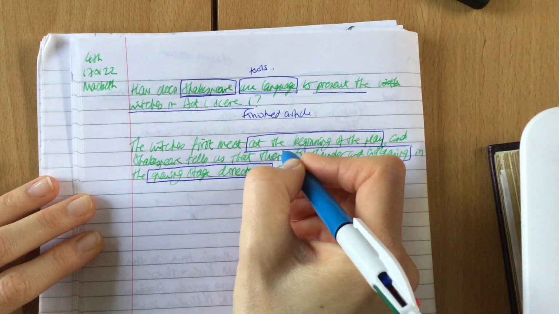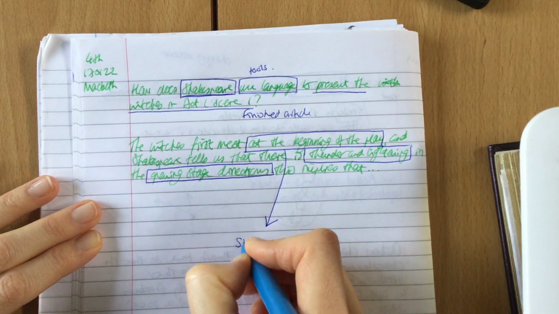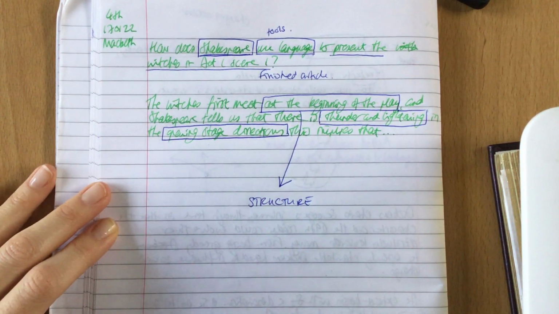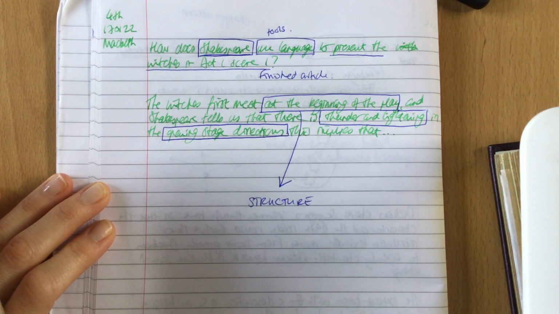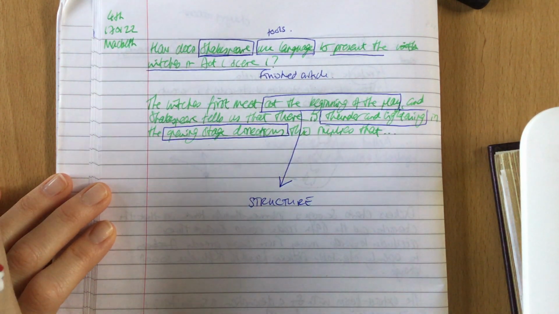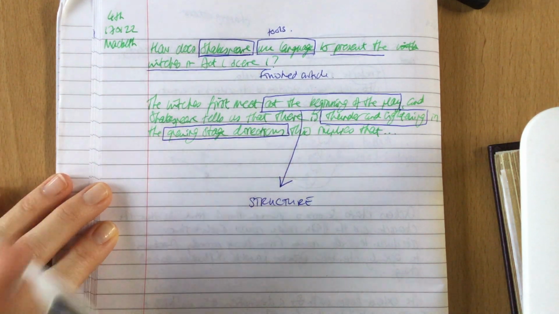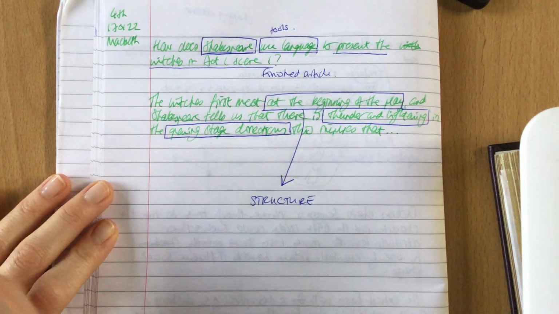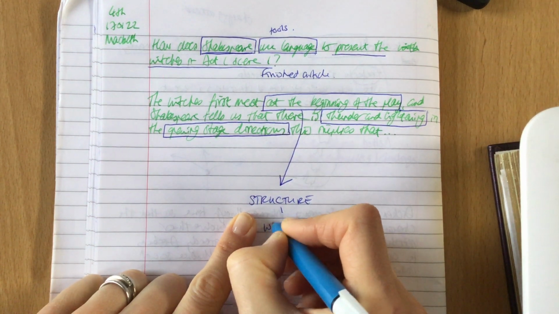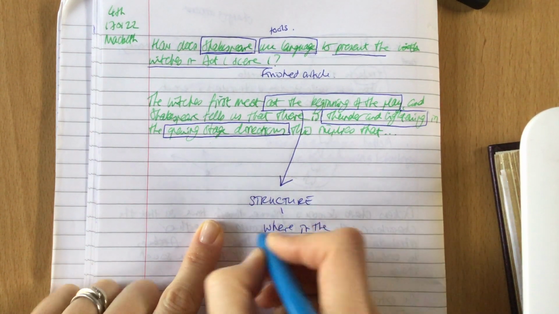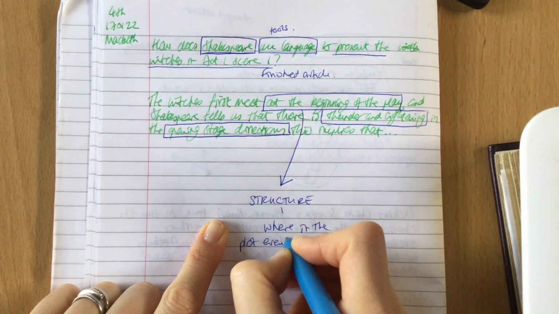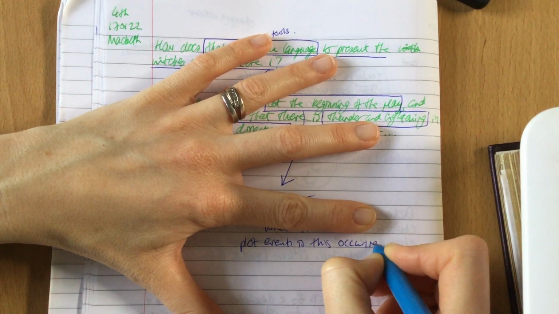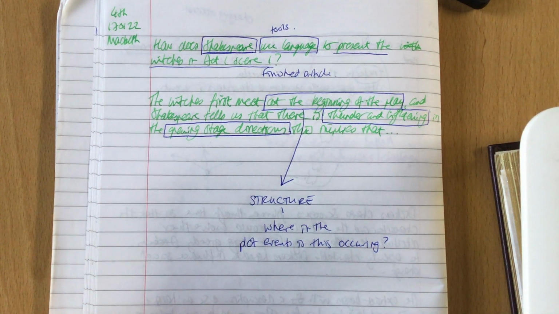So the first thing that we have, this one here, is we've got structure. Okay? And that is the indicator of where in the play this is occurring. Is it at the beginning of the play? Is it at the end of the scene? Is it in the middle of the play? Is it once the play's already finished and everyone's gone home? Is it before the play even opened and this is a back story? Okay? So the structure is where in the plot events is this occurring? So we need to think about that.